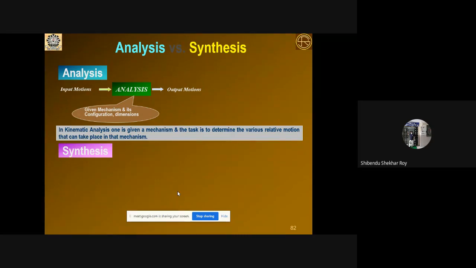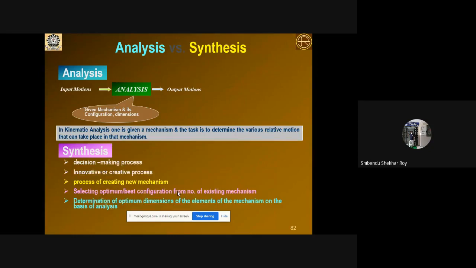That means synthesis is a decision-making process. Synthesis starts with decision making. Whether you would like to use an existing mechanism with some modification, or there are plenty of mechanisms which convert rotary motion into translatory motion. Which one would you like to use in your company or your design? Whether it will be a mechanism like the slider crank mechanism, or the rack and pinion mechanism, or the screw nut mechanism, or it may be a suitable combination.